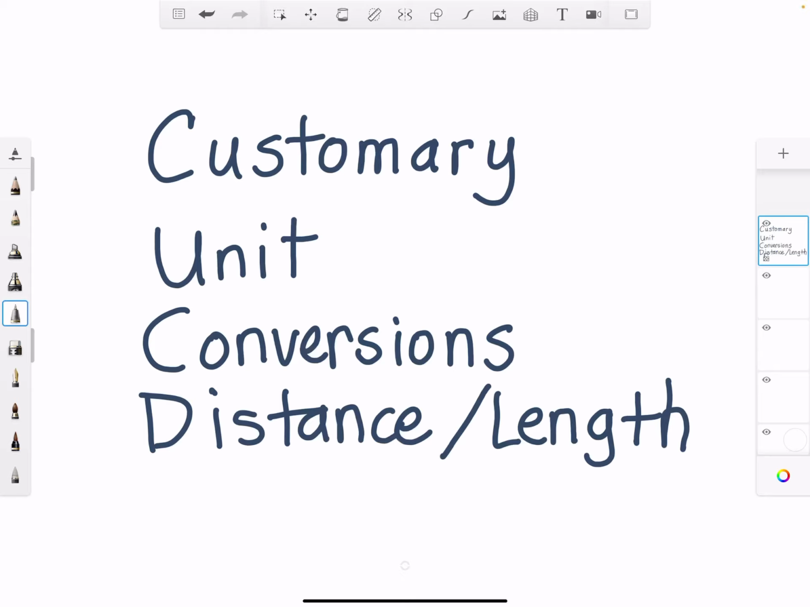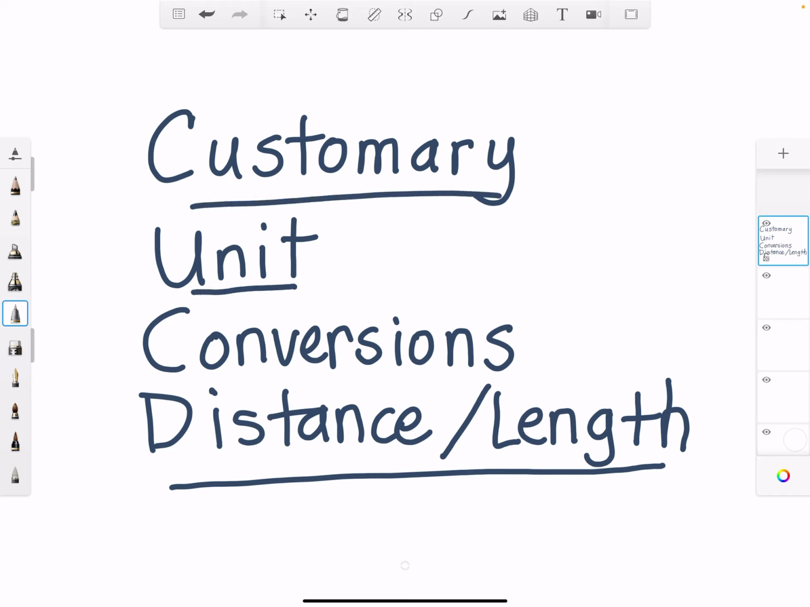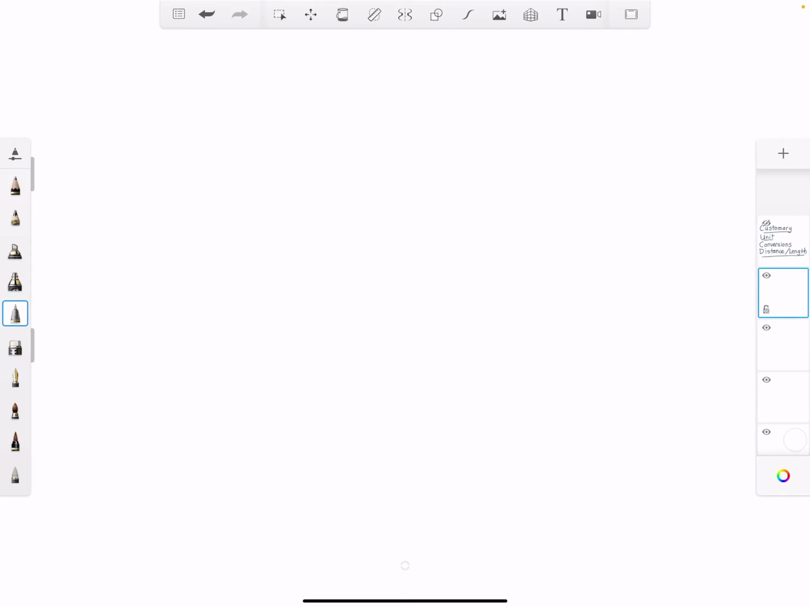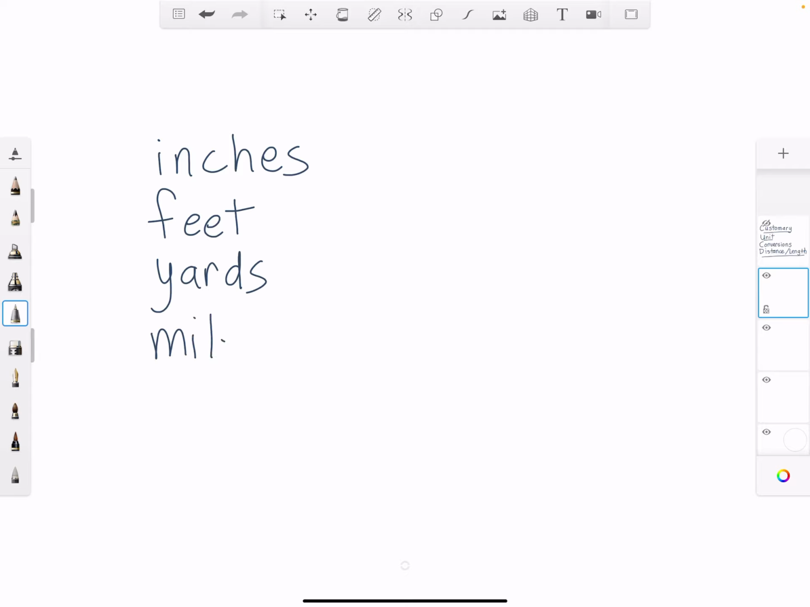Okay, today we're going to learn about customary unit conversions for distance and length. Now, customary units are the units that we use in the United States for measurement. We're going to first go over the different units that we use for length or distance. The smallest one is inches, and then we have feet, and then yards, and then miles.